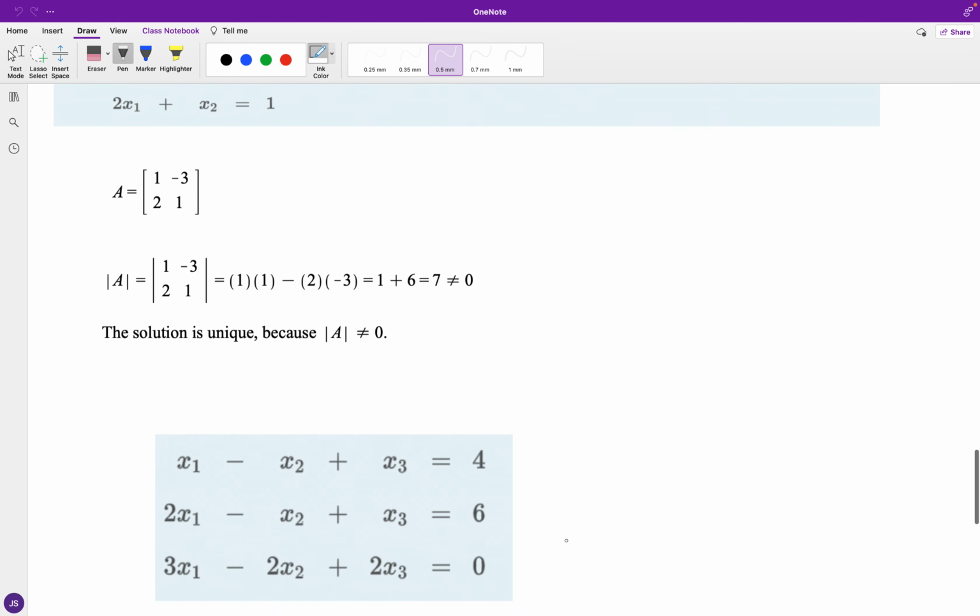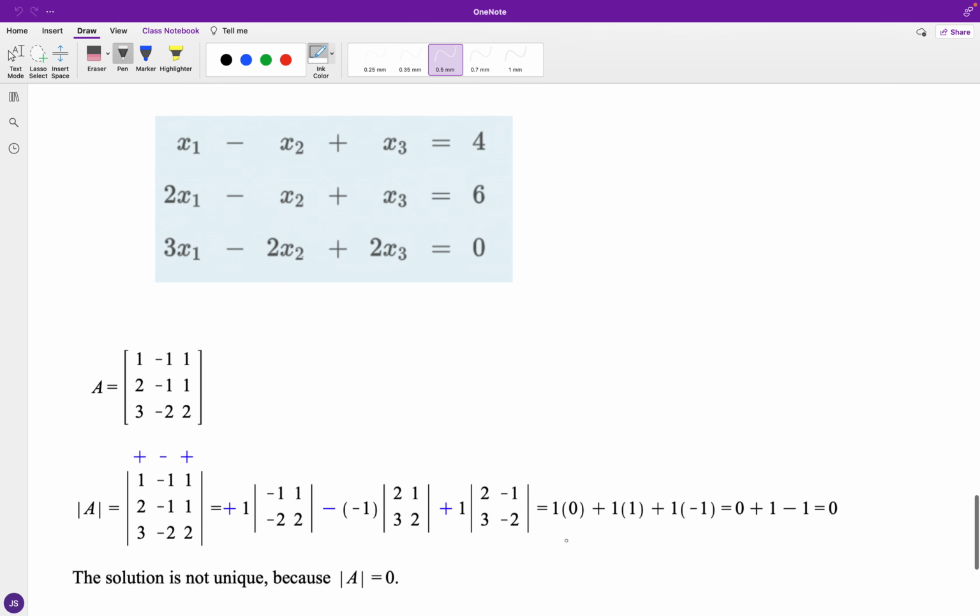Now another case, with a 3 equation system. For the coefficient matrix, in the first column I have 1, 2, and 3. Next, in reference to the x of 2 terms, I have negative 1, and negative 2. And for the x of 3 terms, I have 1, 1, and 2.